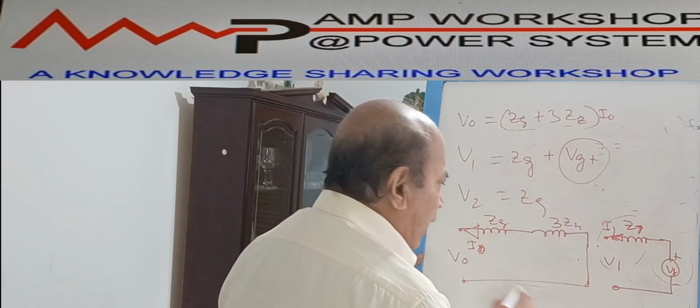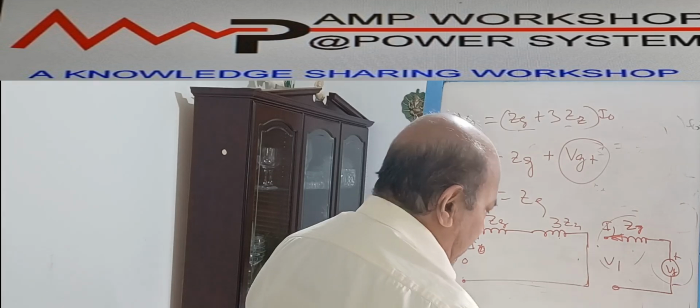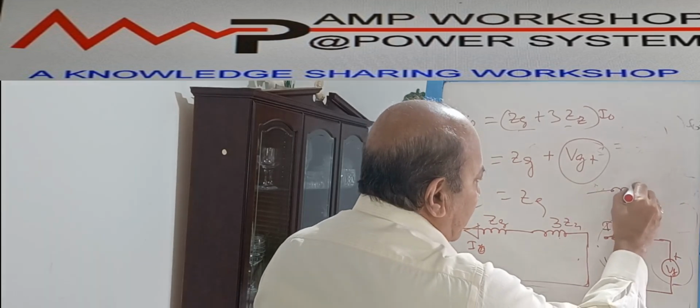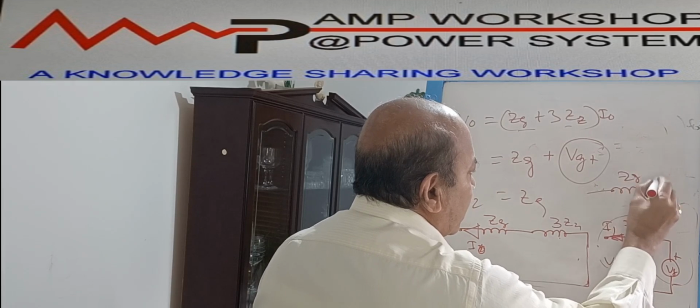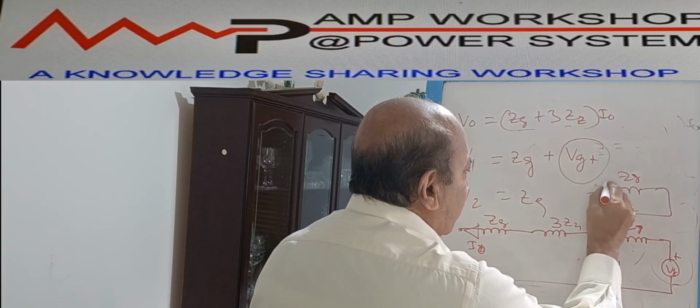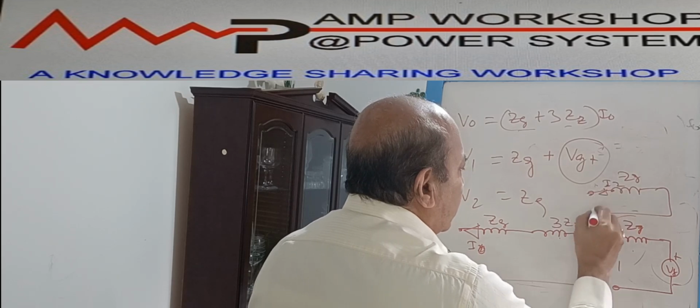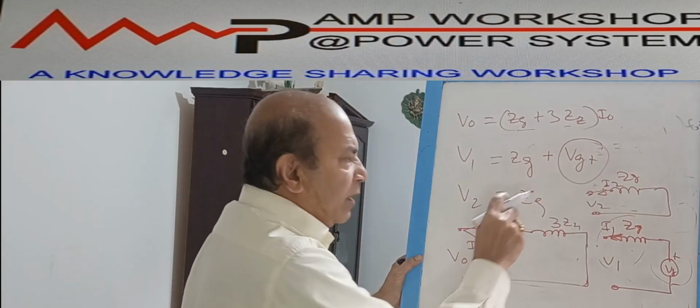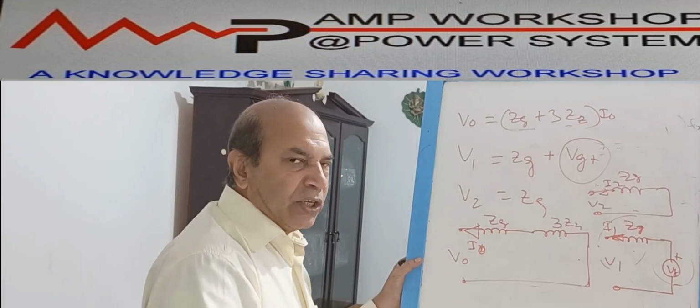Now if we go to the negative sequence, it will be the same like here. That is your ZG. And then it is coming back, current is going I2. This is V2. That will be the sequence network for the generator.